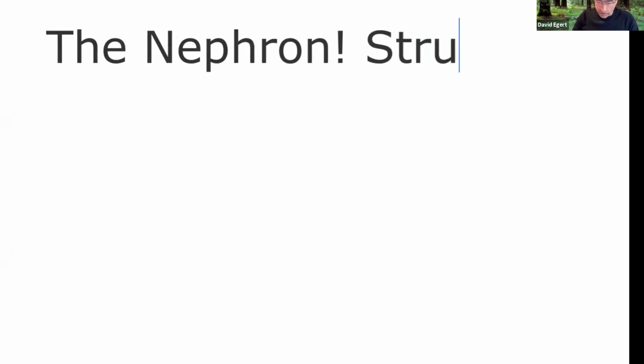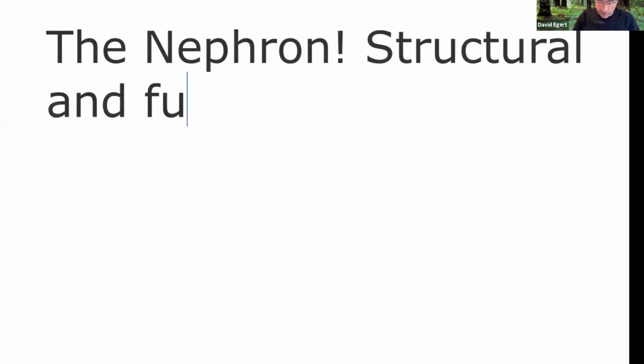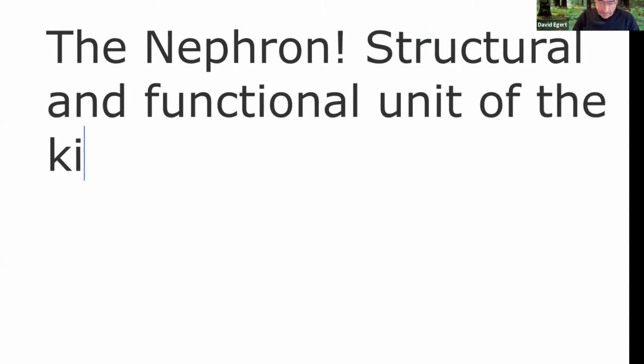I can use my typing tool to make this go faster. Nephron. So this is basically the structural and functional unit of the kidney. And it's going to have three main processes, which we're going to talk about in more detail.